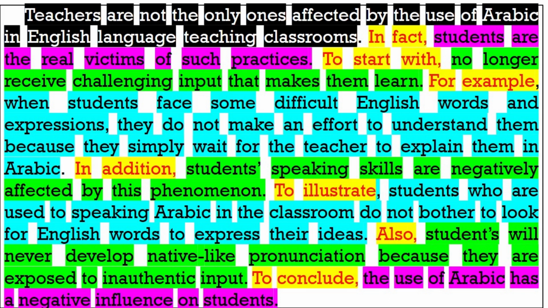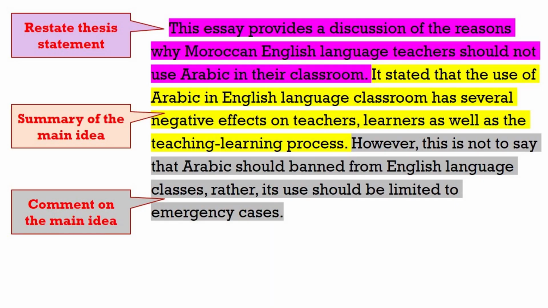Therefore, the function of the first sentence in this paragraph is to establish a connection between the second paragraph and the first paragraph, and thus it provides a smooth transition. Therefore, the topic sentence of the second paragraph is actually in the second sentence, not in the first sentence. So we find that, in fact, students are the real victims of such practices. And this tells us that in this paragraph we are going to talk about the effects of using Arabic on students. We can also do the same with the third paragraph. Right, how about the conclusion?